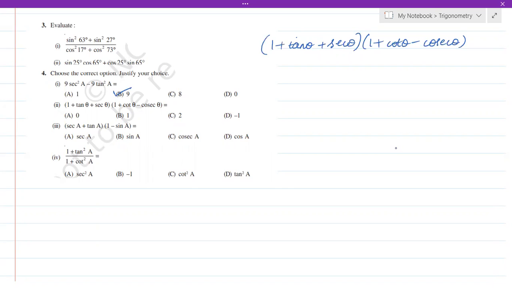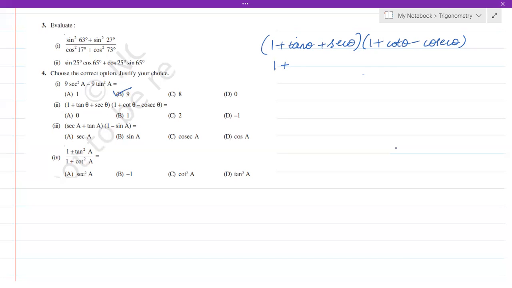Now, as I told you, the first step is always to check if there is any identity. As you can see, there is no identity. Remember, we have an identity which says cosecant square theta minus cot square theta. But here we have cot theta minus cosecant theta, so this is not an identity. So if there is no identity, what should we do? We have to convert all the trigonometric ratios in terms of sine theta and cos theta.